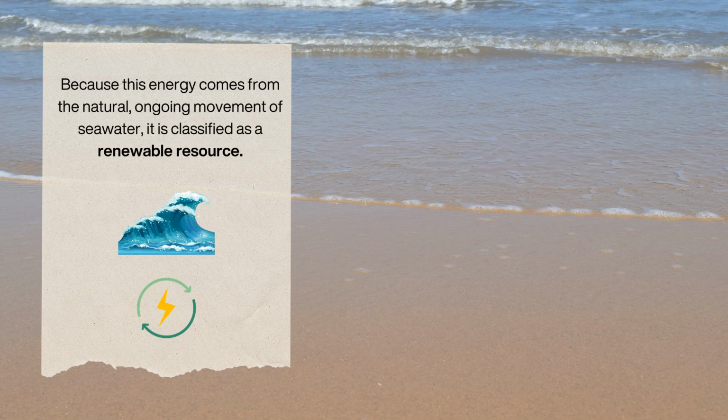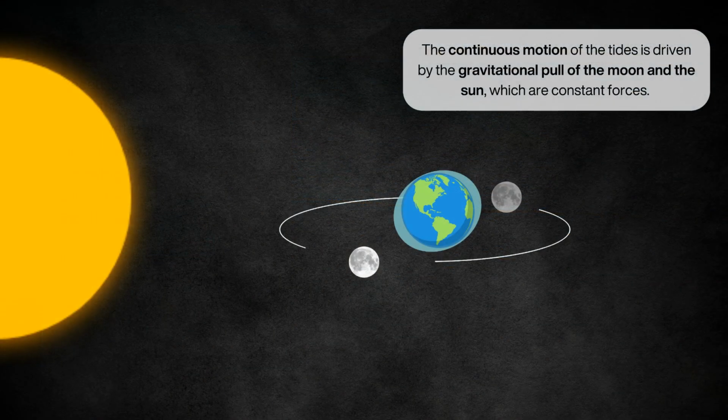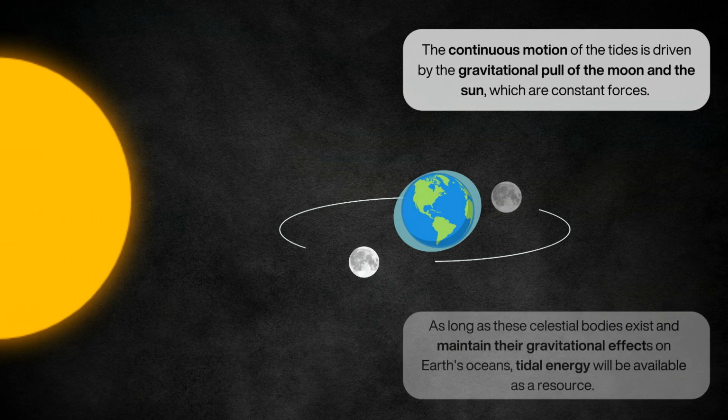Because this energy comes from the natural, ongoing movement of seawater, it is classified as a renewable resource. The continuous motion of the tides is driven by the gravitational pull of the moon and the sun, which are constant forces. As long as these celestial bodies exist and maintain their gravitational effects on Earth's oceans, tidal energy will be available as a resource. This makes it a sustainable option for long-term energy production.